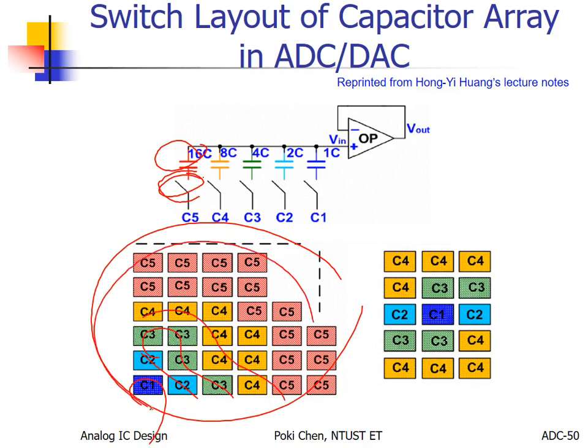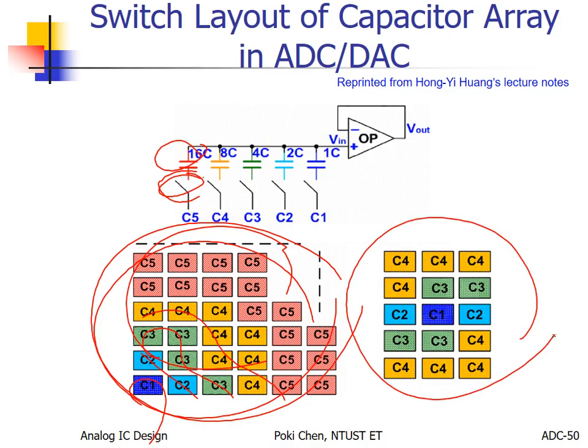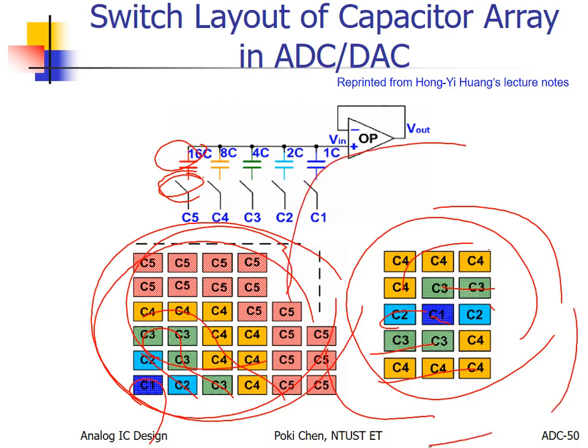But they don't have common centroid layout for the switches. Actually, switches are not so important. So it is okay. But if you would like to make them even better, then you can try this. But the routing will become much more complicated. For example, 1C here, 2 and 4 and 8. And how about 16 here? How about 32? There. Here, there. That's it. Do it by yourself.